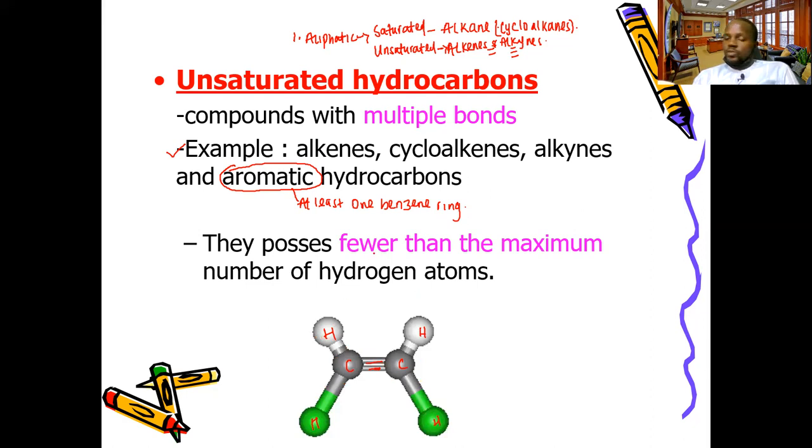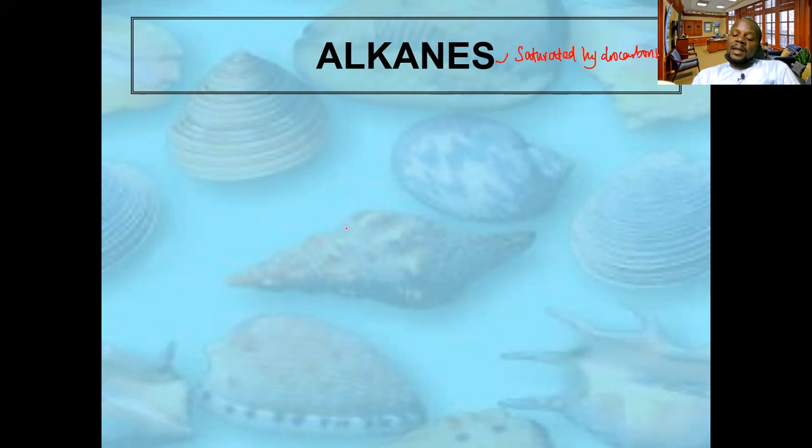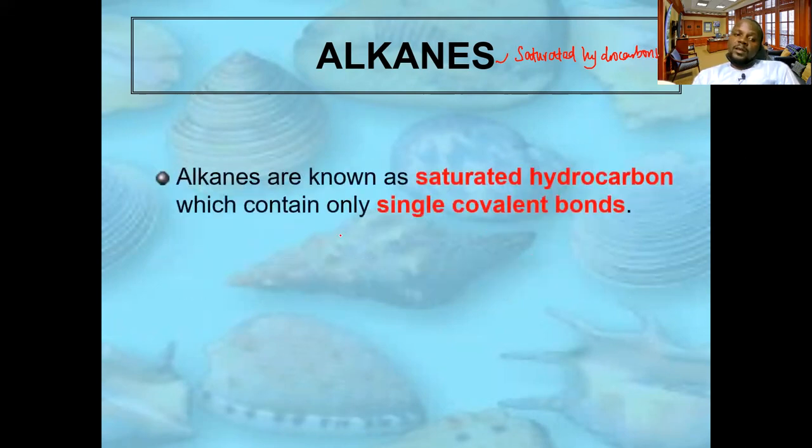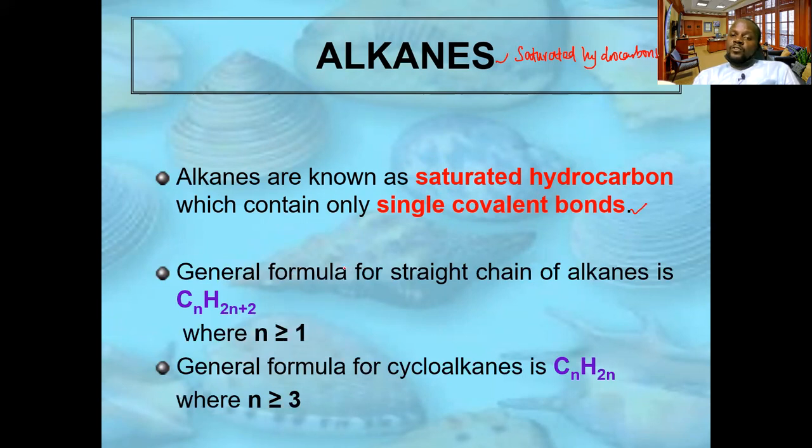In continuation to what we're talking about, I will look extensively into alkanes, which is a very good example of saturated hydrocarbons. And about this, my dear student, alkanes, generally, they have the following properties. Alkanes are known as saturated hydrocarbon, which contain only single bonds. We've talked about that. The general formula for straight chain alkane is CnH2n+2. Very important for you to keep this at the back of your mind, where n is greater than or equal to 1.